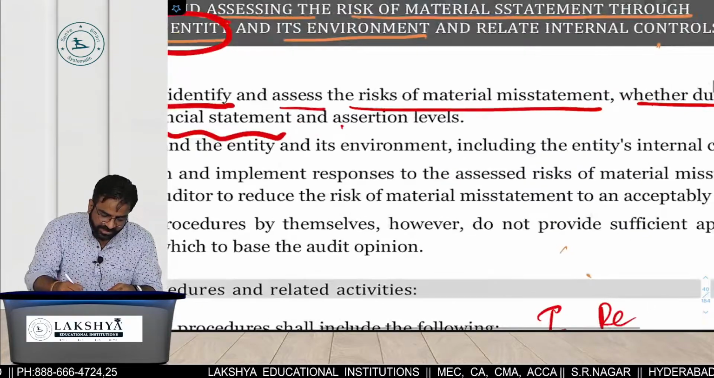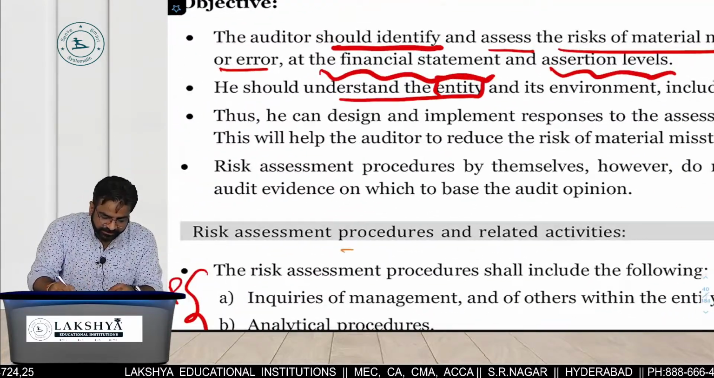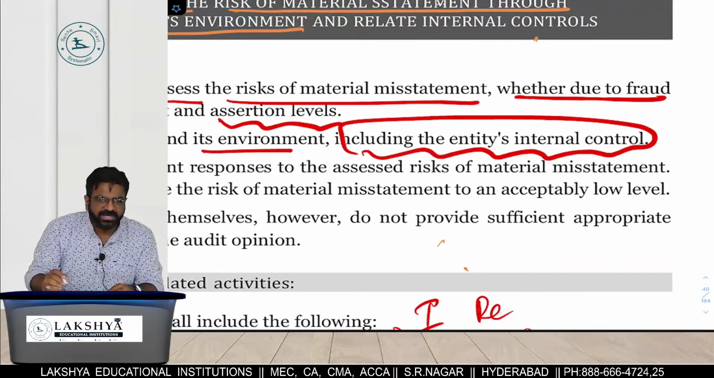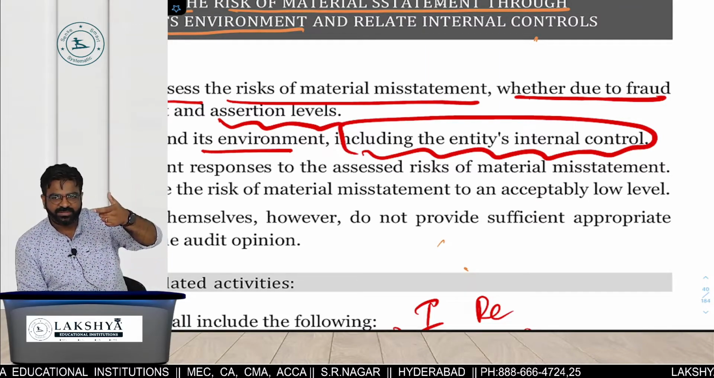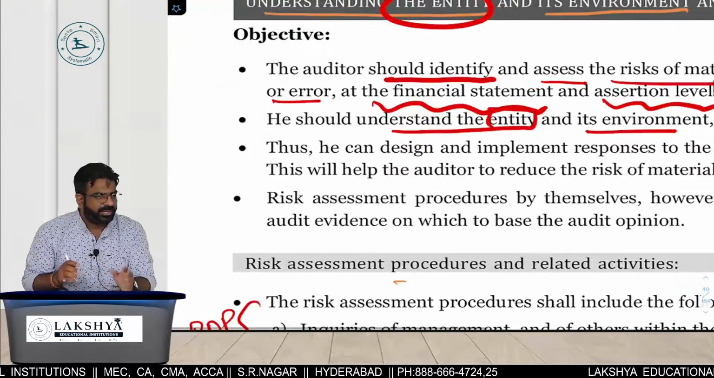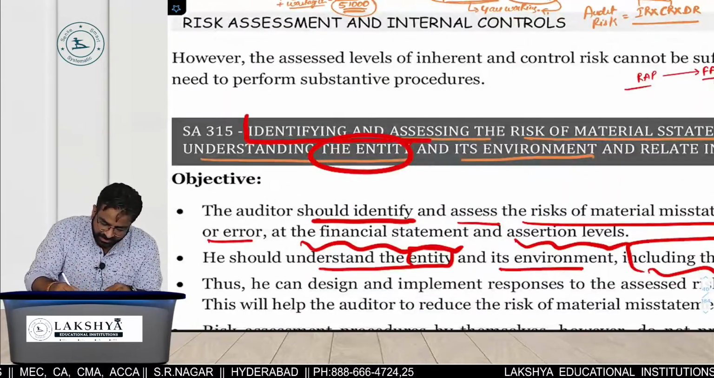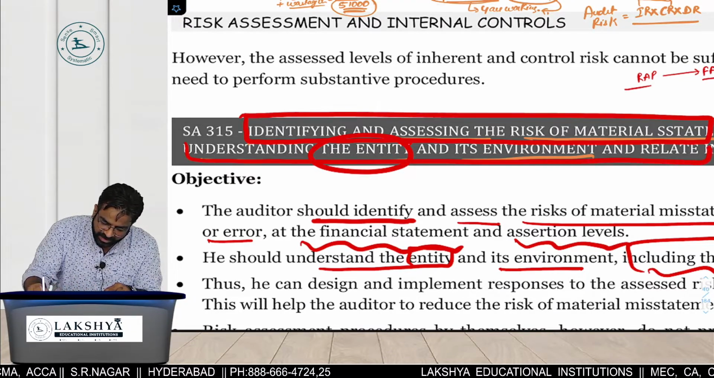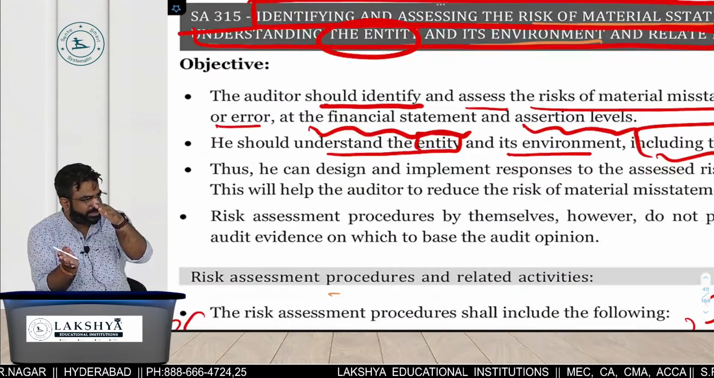FS. And at which level, everyone? Assertion. Next point. He should understand the entity and its what? Environment, including its what? So can I say that they have divided the name into two parts? The name of the standard is divided into the first 2 points. What is the first point talking about? Auditor should identify and assess, so that is its name. This line they have written in the first point, and understanding the entity, environment and internal control they wrote in the second line. So they are breaking the standard name into 2 parts.